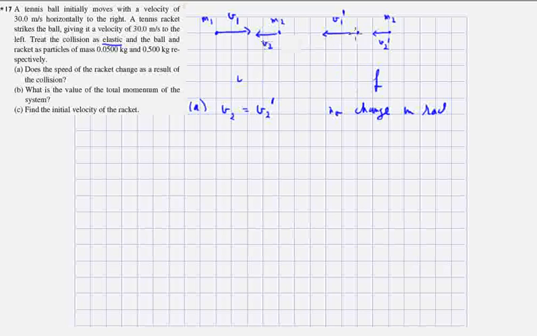After the collision, the velocity of the tennis ball reverses, so both of these are 30 meters per second. And then we're given the masses of the tennis ball, 0.05 kilograms, and the racket, 0.5 kilograms, respectively. So first off, we're asked about the speed of the racket. Does it or does it not change?